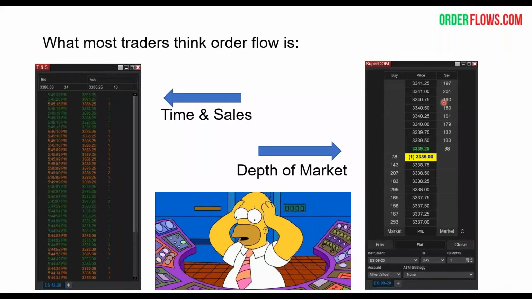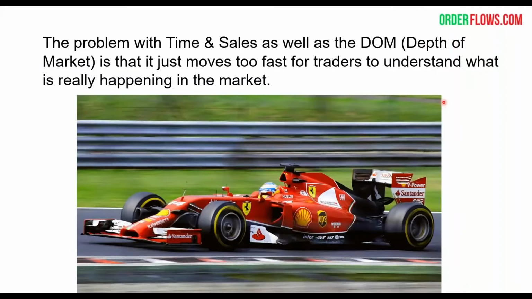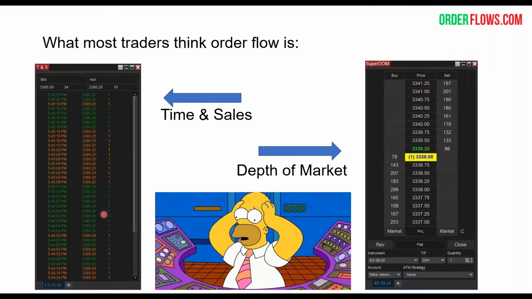Now, the problem with time and sales, as well as the dome, right, the depth of market, it just moves too fast. Right? It's very difficult to understand. Now, if you've ever been to a car race, Formula One, and you're there with your iPhone trying to take a picture of the car, the cars move so fast you can't take a picture. And that's what looking at the time and sales is like. It moves so fast you can't take a picture, right?